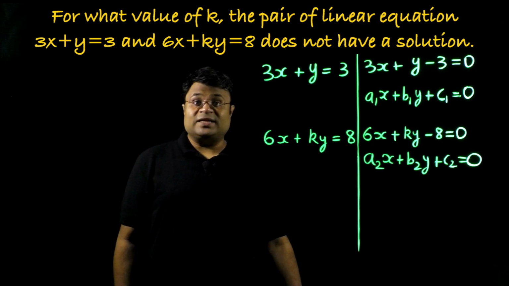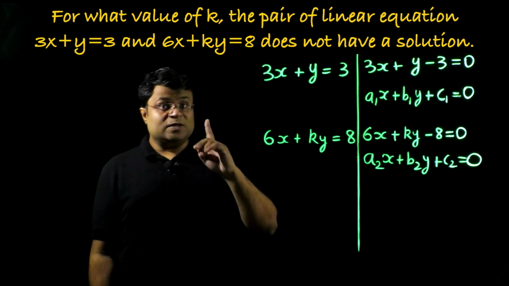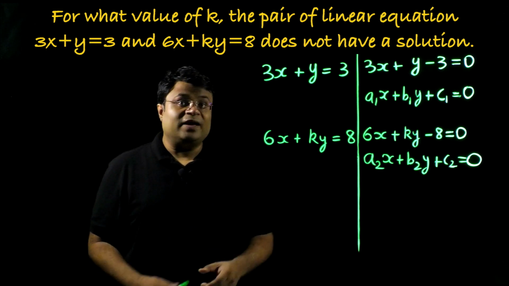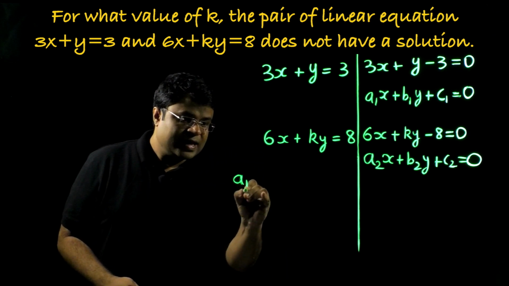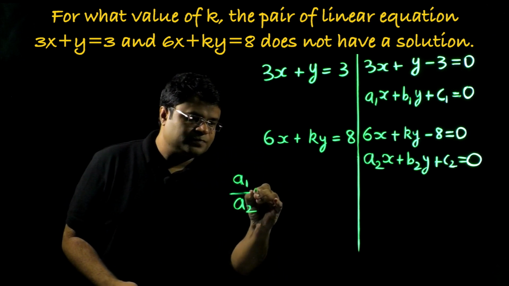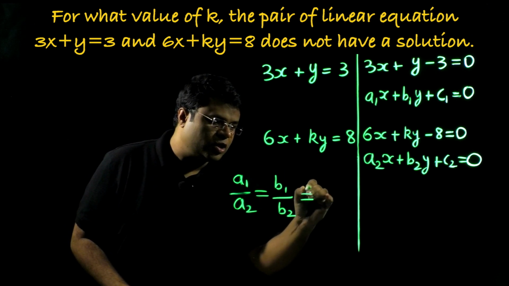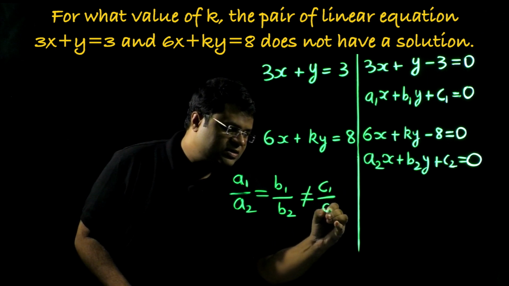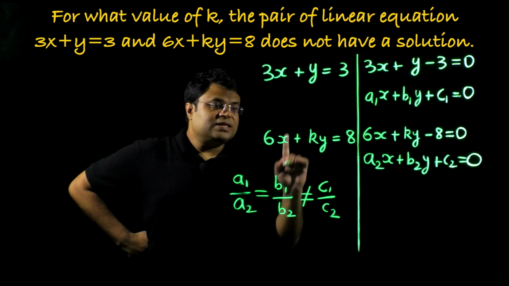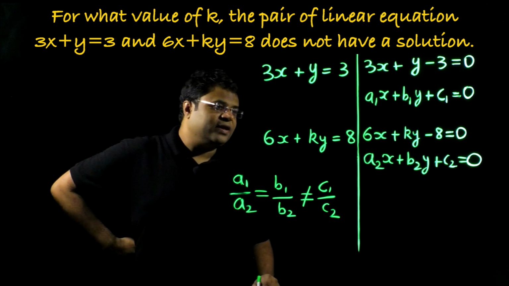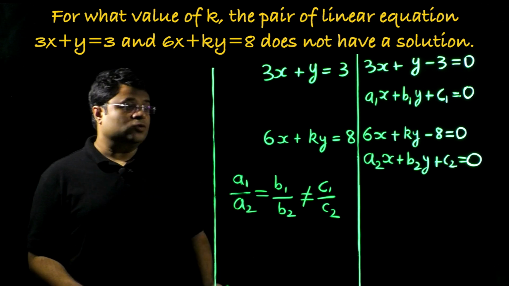This is the condition where it says it does not have any solution. That means the lines must be parallel, they are not meeting anywhere. So what's the condition used? The condition used is a1 upon a2 should be equal to b1 upon b2 should not be equal to c1 upon c2. So see carefully, what is a1?